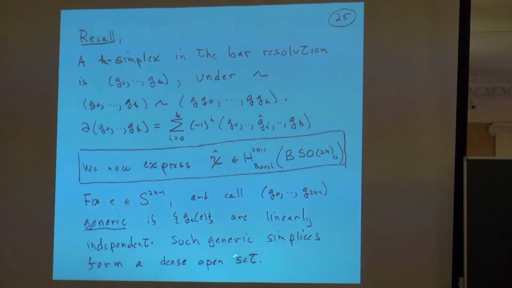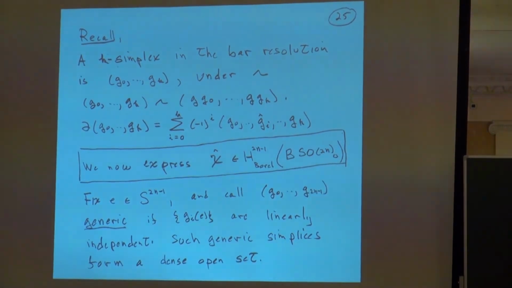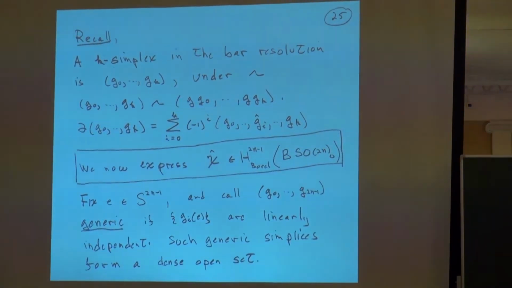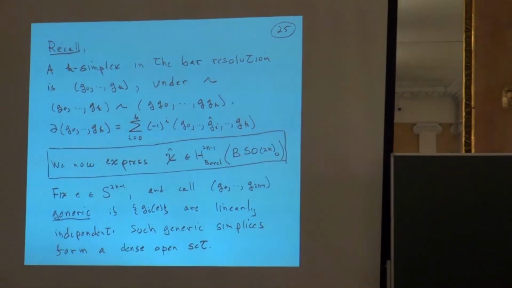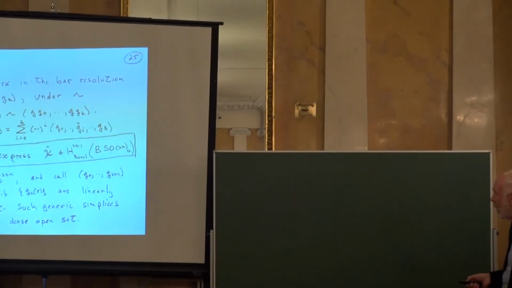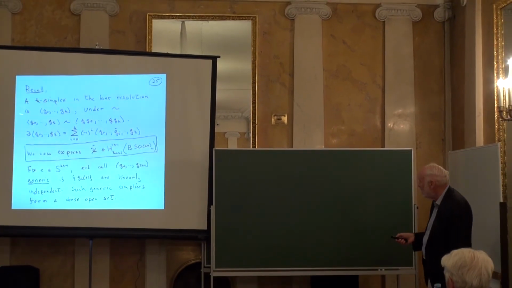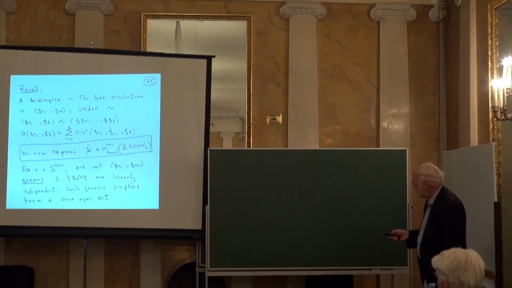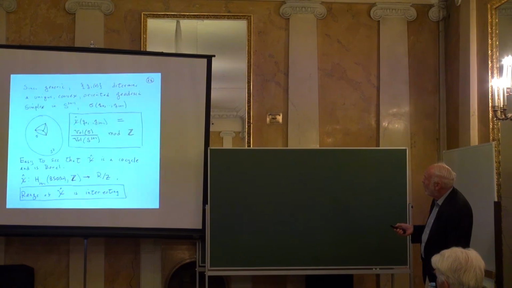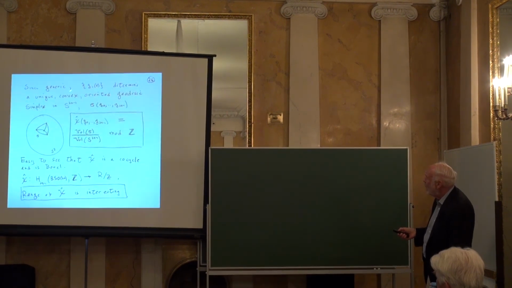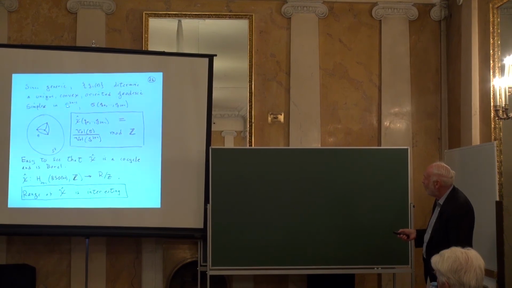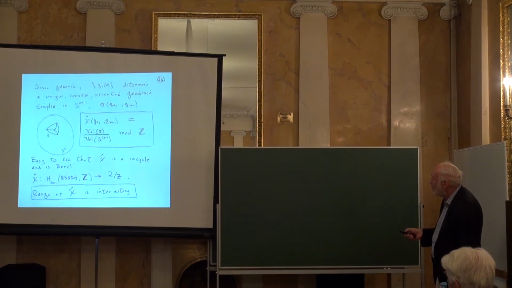And such generic simplices form a dense open set. Almost all these guys. It's just like if you take a random set of vectors in the sphere, with high probability, like probability 1, they're going to be independent. They might not be, but there it is. So those are the generic simplices. And now I'm going to look at this. So since they're generic, they determine a unique convex oriented geodesic simplex in S^(2n minus 1).